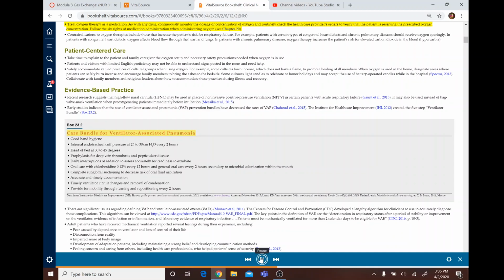Treat oxygen therapy as a medication. As with any drug, continuously monitor the dosage or concentration of oxygen and routinely check the healthcare provider's orders to verify that the patient is receiving the prescribed oxygen concentration. Follow the 6 rights of medication administration when administering oxygen, see Chapter 20.